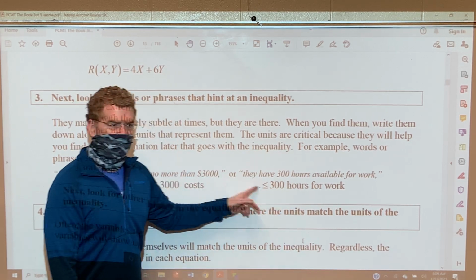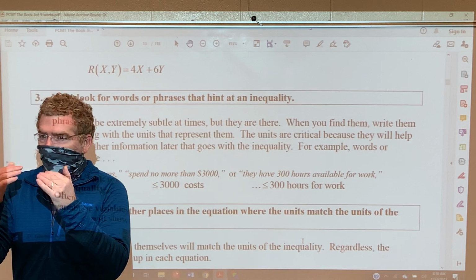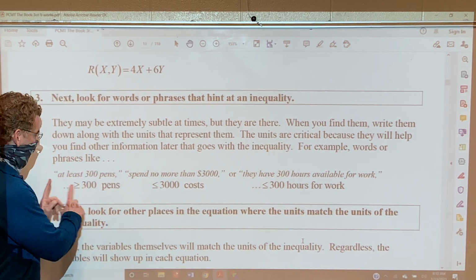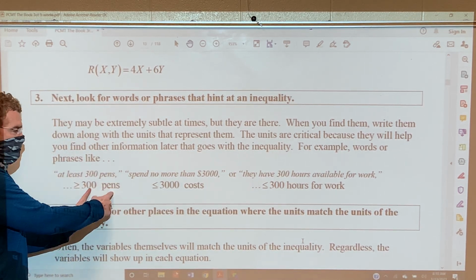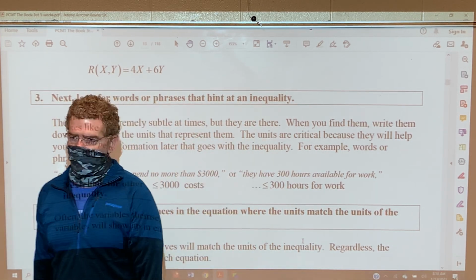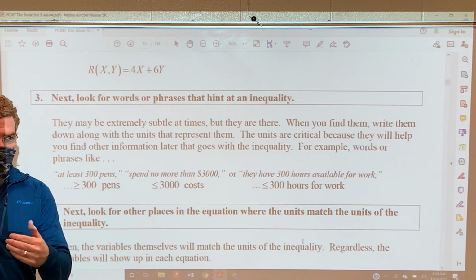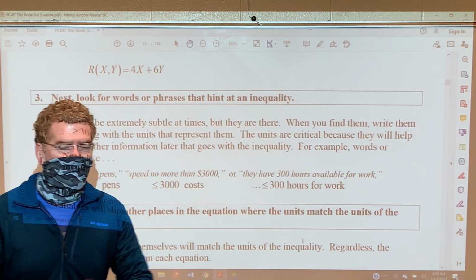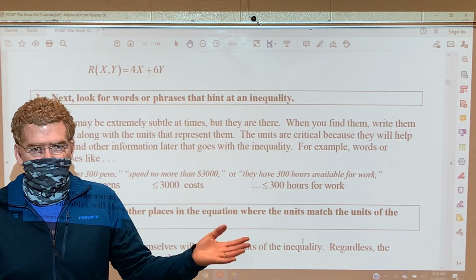So I'm going to write these things down and then look to see how I can manipulate X and Y so that it matches up with prices or costs or hours. And you'll see what I'm talking about in a second. All right, so look for these inequalities and then remember, whatever I'm talking about, it's a real world situation.